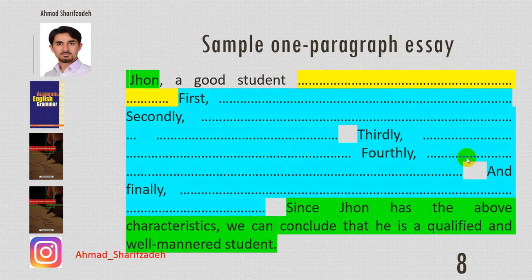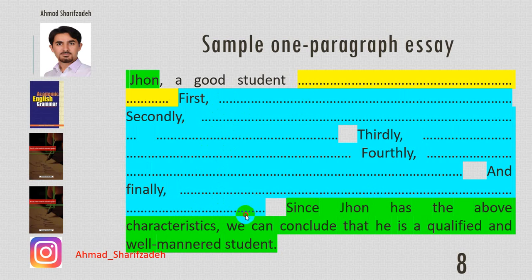Fourthly, because he is a polite student, he behaves, for example, well with other students. And finally, because other people respect him, or you can say that he respects other people. And this means that for these five reasons, he is a good student. Yes, he is a well-mannered and qualified student. Then you can write sentences like this in the middle as the support, and the first sentence at the top as the topic sentence.